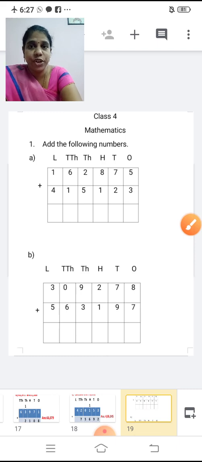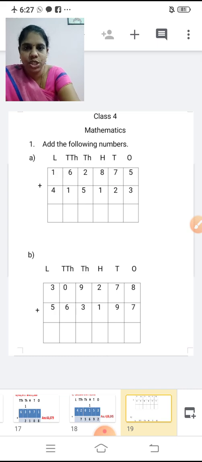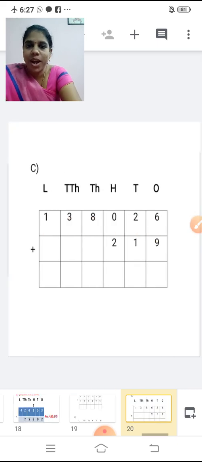Now here is a worksheet for you. Add the following numbers: 162,875 and 415,123. B: 3,09,278 and 5,63,197. You're going to add these two numbers. Third one, 1,38,026 and 219.